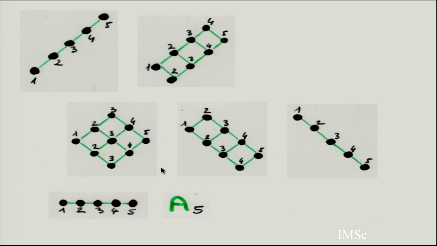Here are the heaps. So for A_n, you see this is a skew-Ferrers, but this is a Ferrers diagram which is a square. And there are n possible ways to do these heaps on the Dynkin diagram A5.